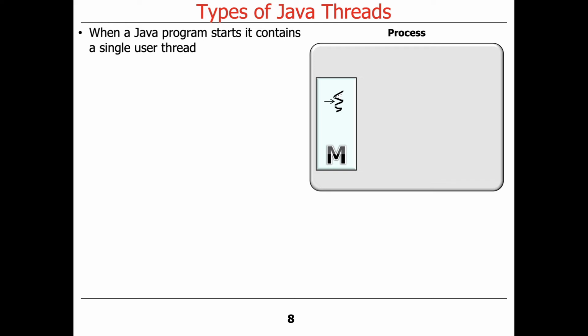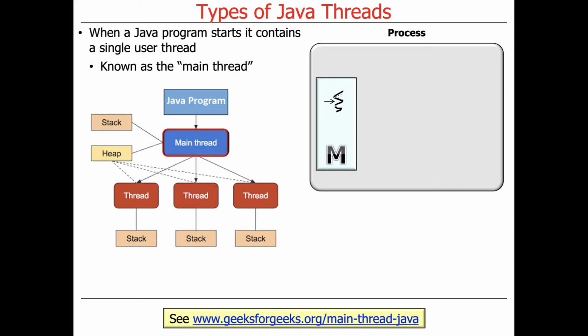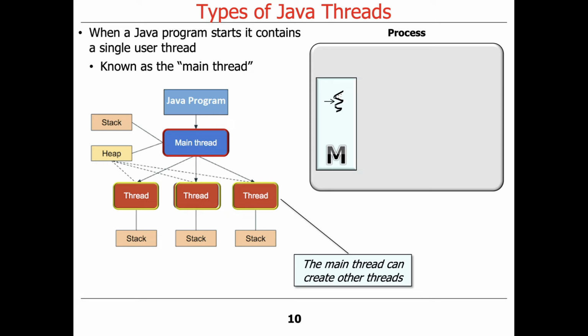When a Java program starts, however you run the program, whether you run it from IntelliJ or the command line or a console window, it contains one and only one user thread. It contains a single user thread. This is the main thread, so I marked it with an M for main. And if you take a look at the diagram for a Java program, this shows you what you can have. You have a Java program, it has a main thread, which has a stack, and then the main thread can create one or more other threads. These other threads can either be created by the main thread, or the other threads can create threads themselves, for that matter. So you can have a hierarchy of threads.